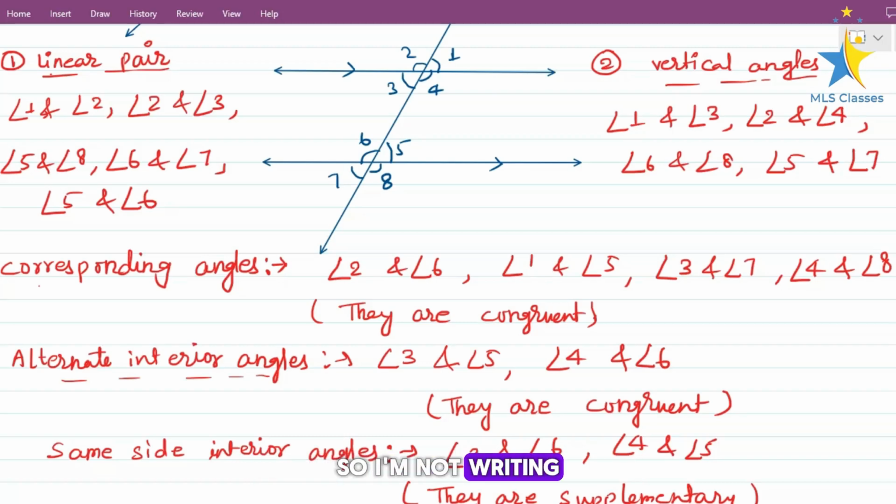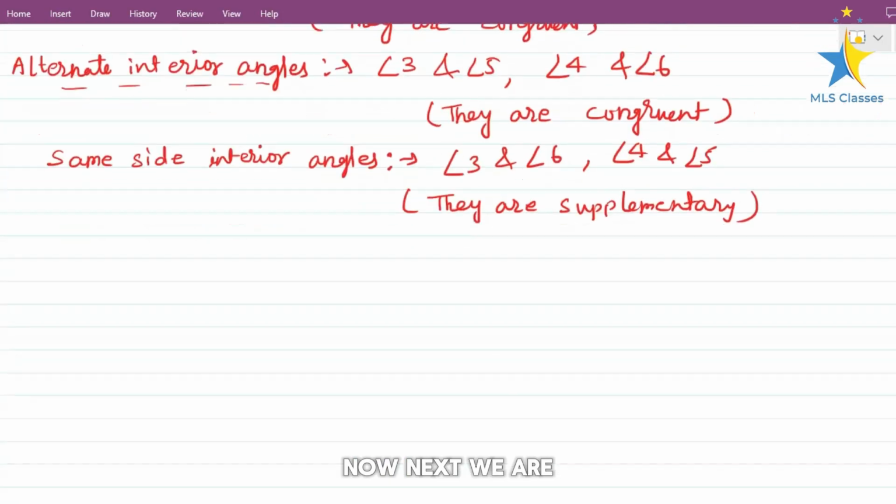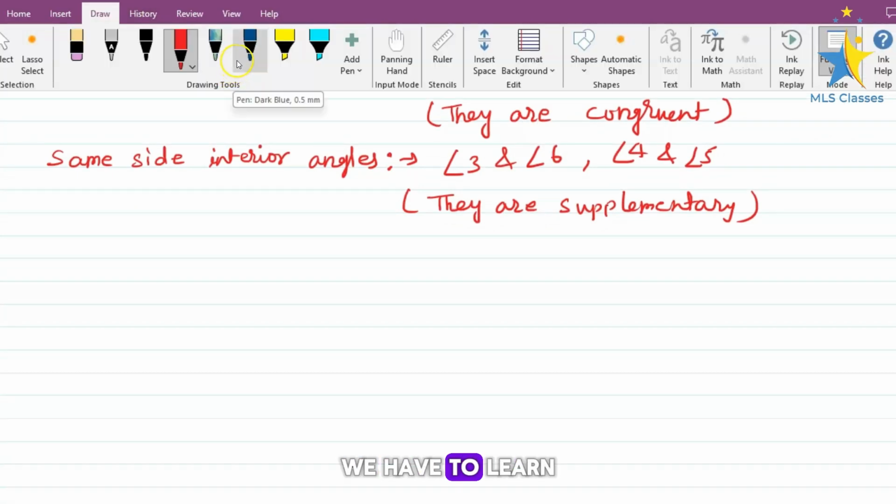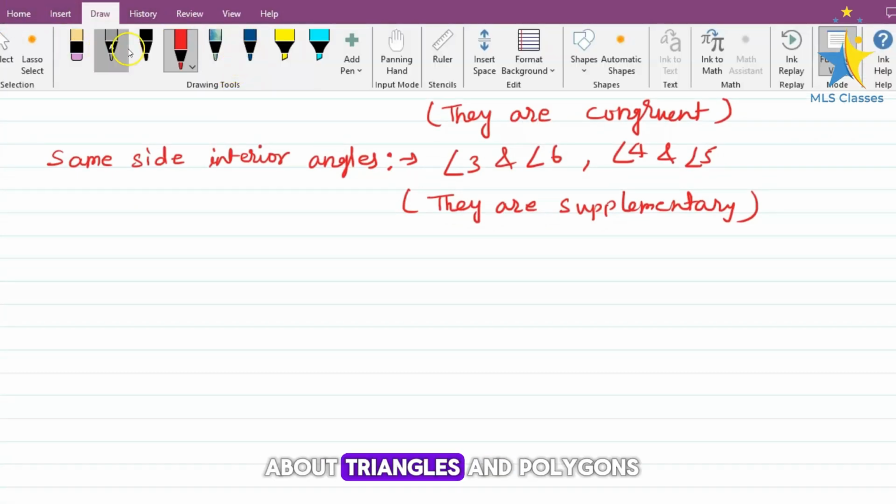So I'm not writing those things. Now next, we have to learn about triangles and polygons.